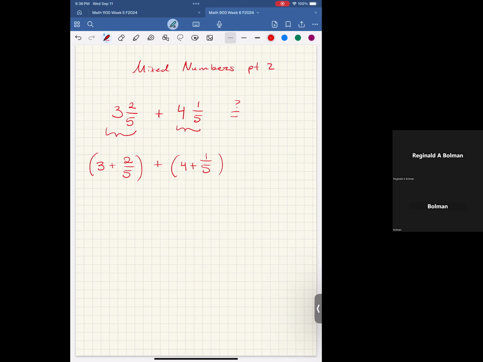Now, what's interesting is, according to the associative law, you can, of course, remove the parentheses anytime you have a string of numbers that are added together, such as the following. So we'll go ahead and remove the parentheses in this instance.